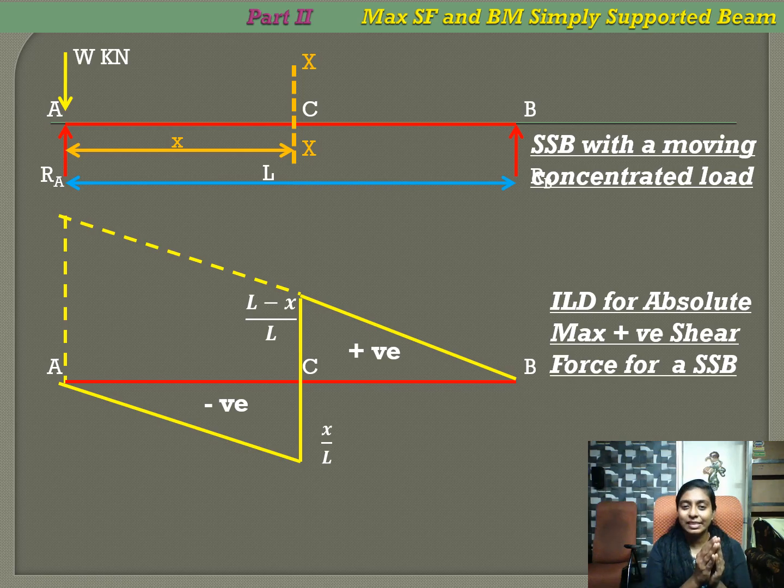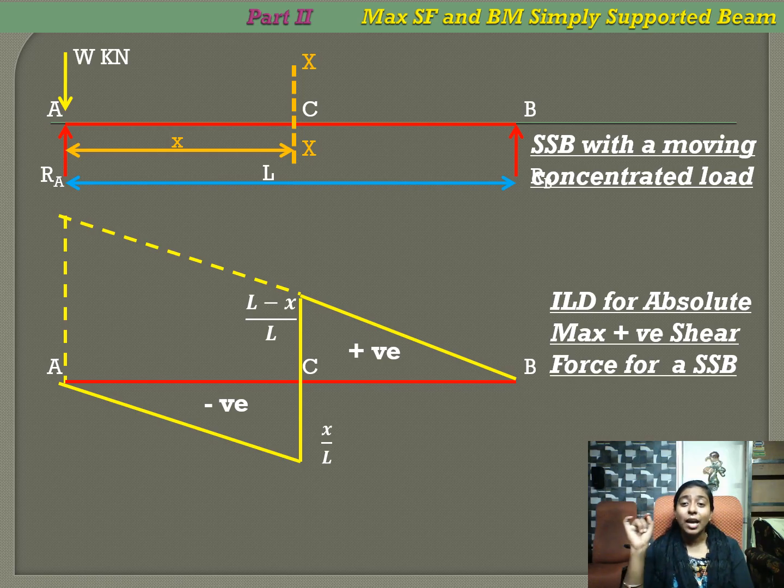what happens is the negative ordinate is reduced to 0 and the positive ordinate is increased. So how much is it increased? So your x becomes 0 there. When x becomes 0, it is L by L, which is equal to 1. That is, our maximum positive ordinate becomes 1 when we are moving the section from C towards A.